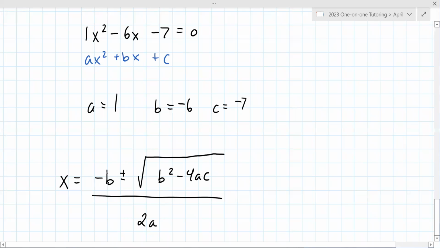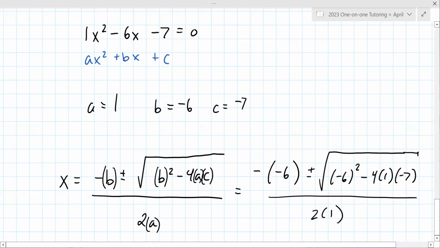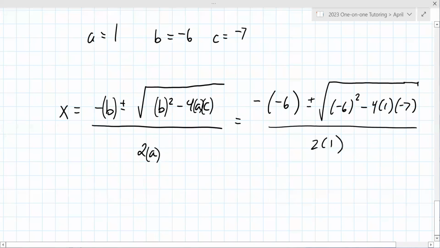One thing I'll throw in is that sometimes it's better to write these variables in parentheses, especially when you're substituting numbers. So I'll show you that now. Negative b is -6. It's not that this negative matches that negative up there. It's that it is -6. So I put in parentheses: plus or minus the square root of (-6) squared minus 4 times 1 times (-7), all over 2 times 1. Okay. I strongly recommend that.